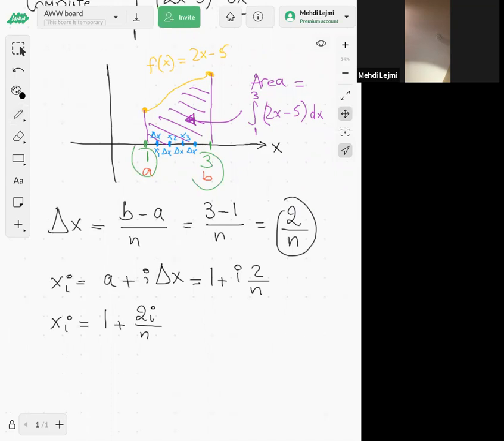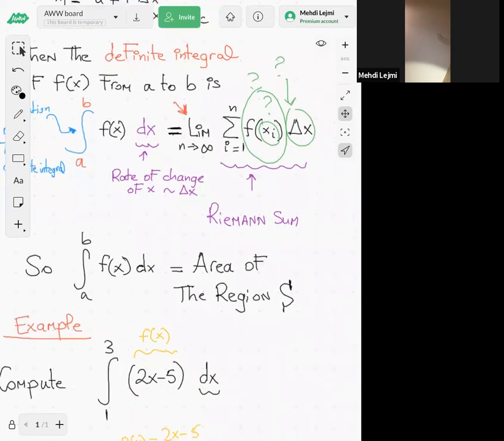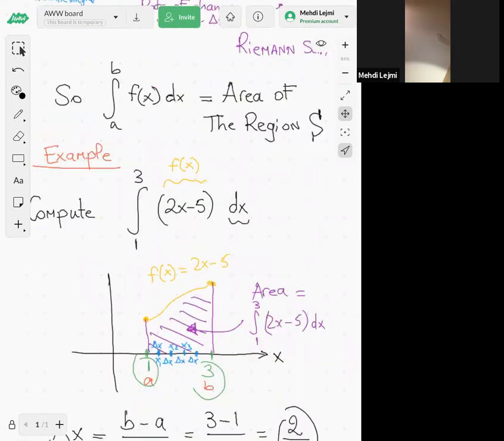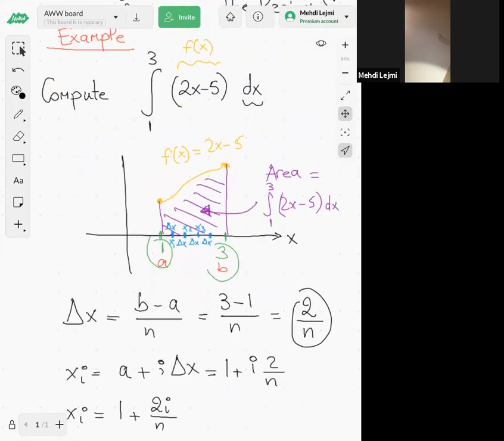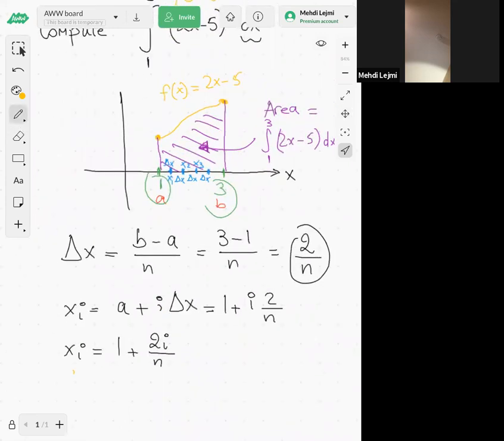Now, what's the next thing in the definition of the integral? You have f of xi. So what's f of x? Well, f of x is given in this problem. f of x is 2x minus 5. That's my function f.